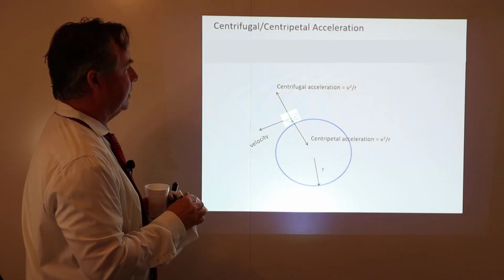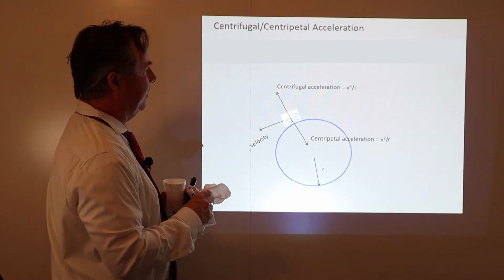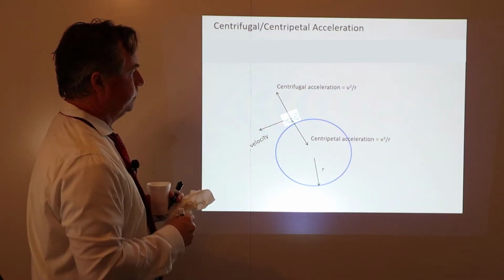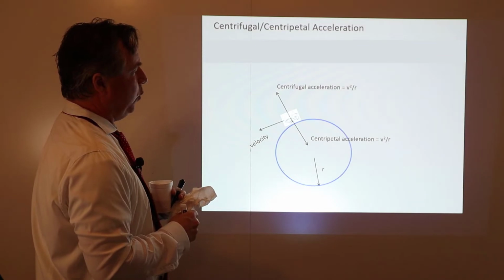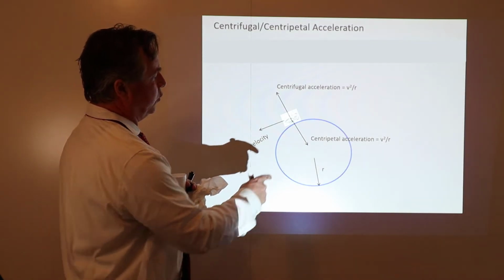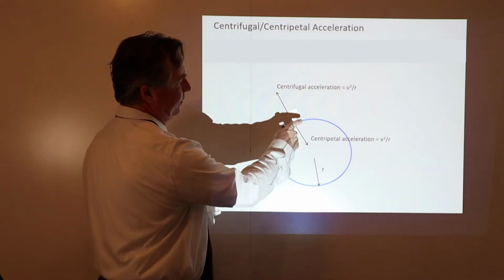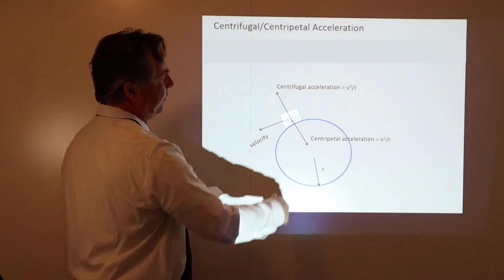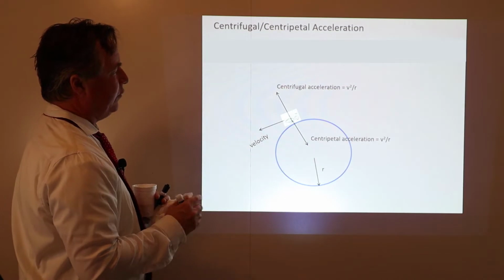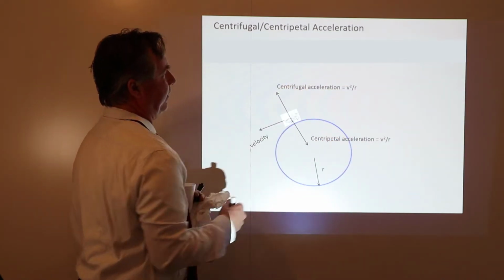Centrifugal, centripetal acceleration. So now imagine something is moving in a circle. A force will be exerted on the object towards the center of the circle, and the magnitude of such force is going to be its velocity squared divided by the radius of the circle. Centrifugal is the same magnitude, it's just the opposite direction.